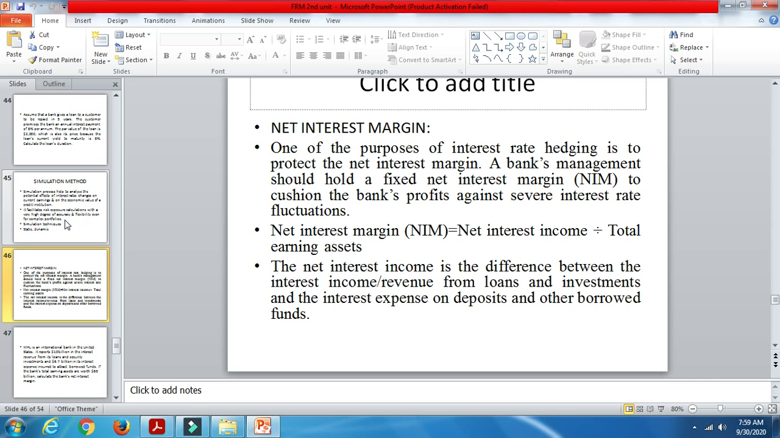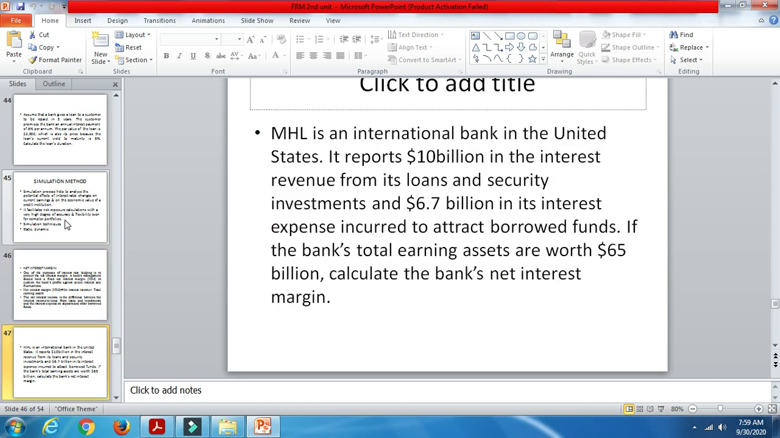So basically net interest margin is equal to net interest income divided by total earning assets. Net interest income means the difference between the incomes or revenues from loans and investments, minus the expenses on deposits and other borrowed funds. In one word, it is the difference between the incomes and the expenses. That is net interest income, divided by total earning assets.